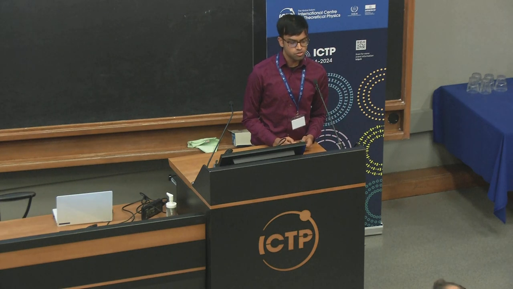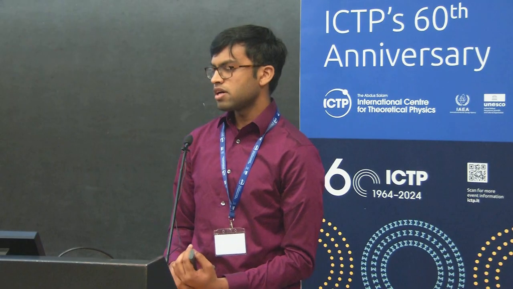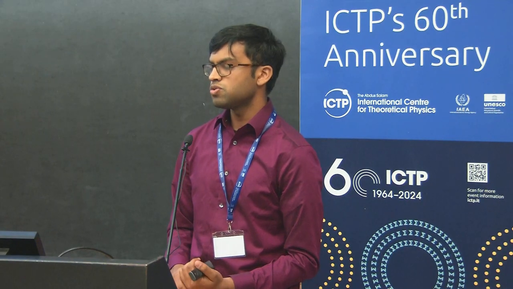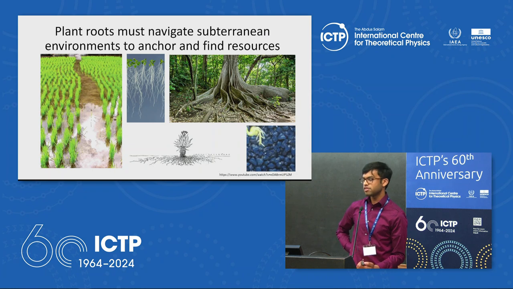So usually when we think about navigation through anything, including underground, we tend to think about animals moving. But plants also have to solve this problem. Plant roots in particular have to go through a wide variety of terrain to be able to anchor and find resources. And in this sense, they act as navigators. However, unlike animals, they don't have central nervous systems. So any strategy they use has to use local or chemical stimuli. They can't use something like a brain to coordinate their cells.